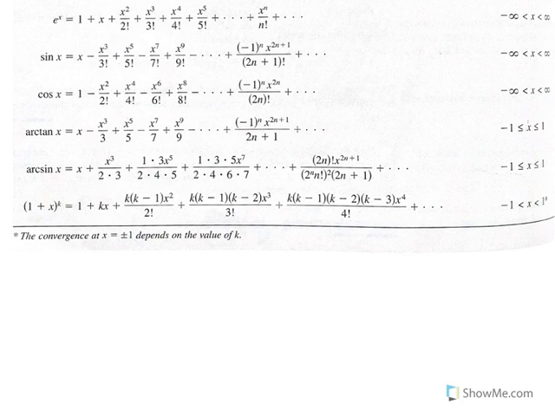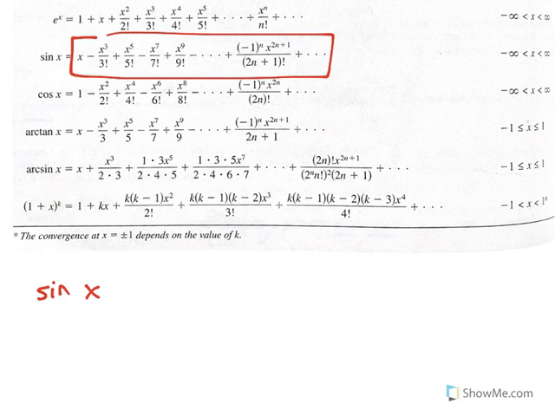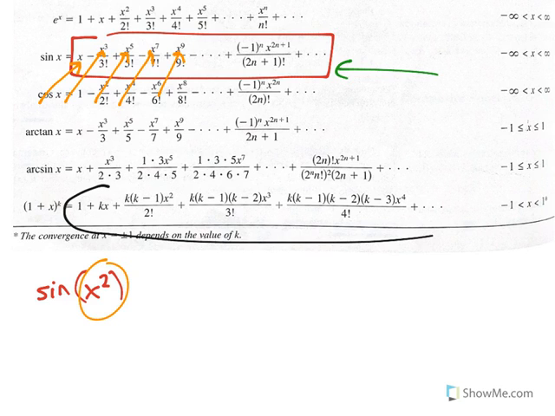Today's lesson is not new because we've done this before. For example, if we wanted to write a power series for sine of x squared, what we did was we looked at the power series for sine of x, and we just replaced every single x with x squared. The only difference between that and what we're doing today is we're going to be doing the same thing, but for binomial series.